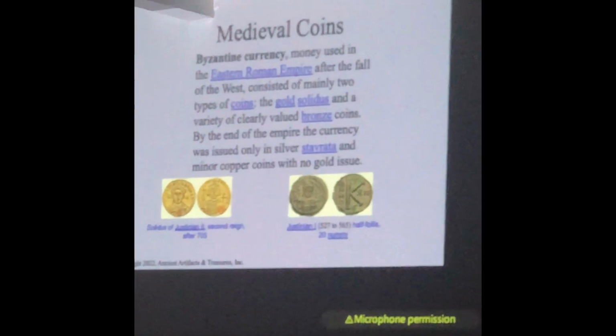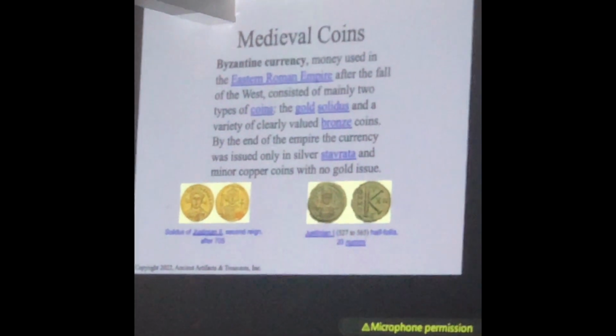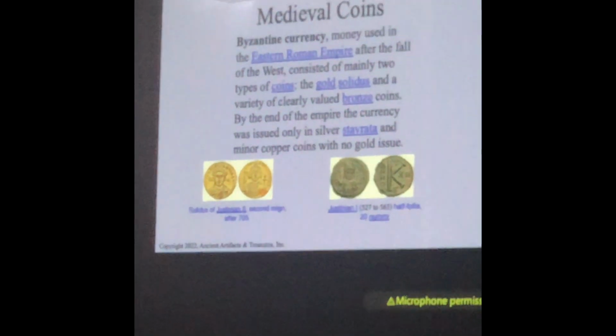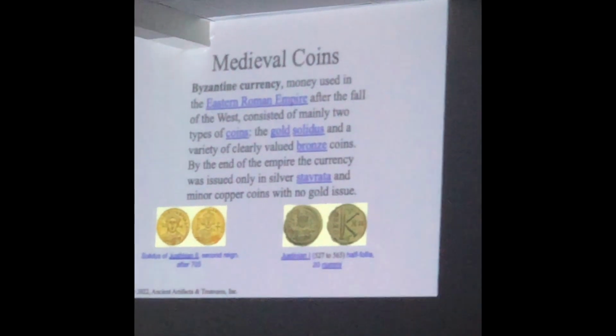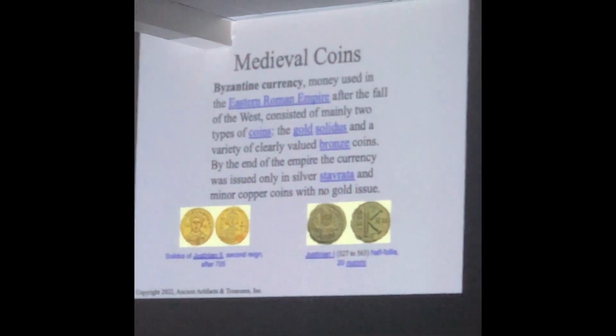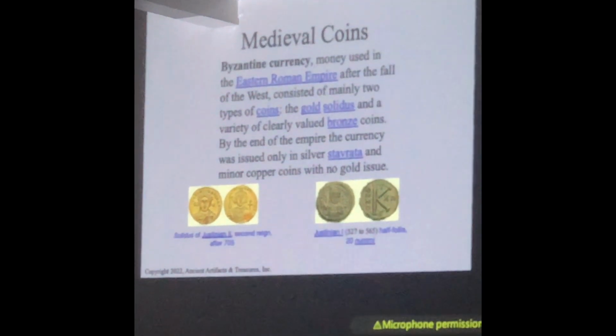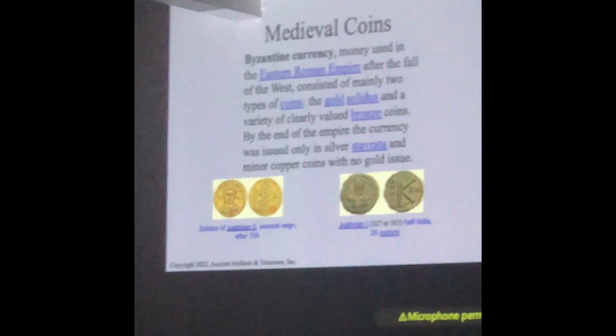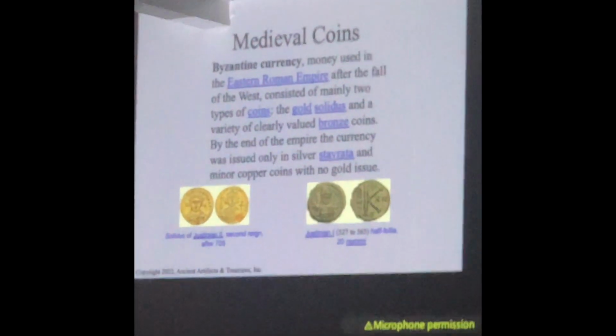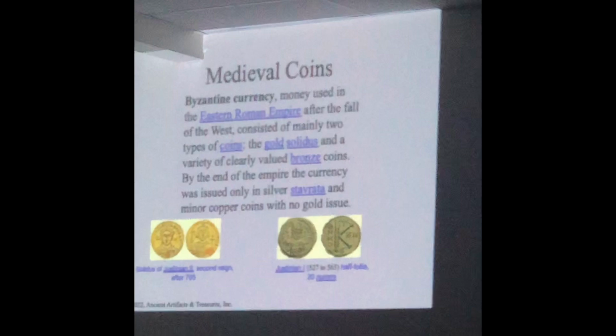So here we have a couple of coins, and I actually brought two of these coins with me. The gold, I don't think mine's Justinian, but I have a gold coin, and I also have a follis, which has the M on the back. Now this one doesn't, it has a cross.